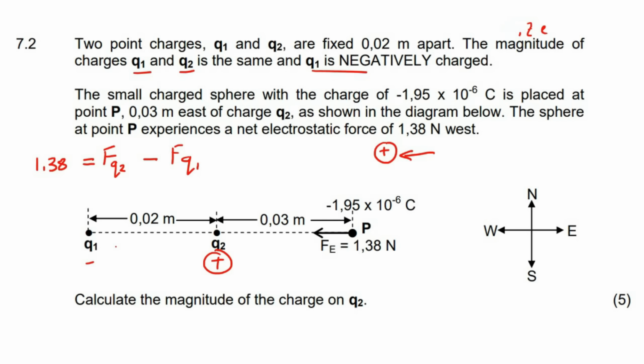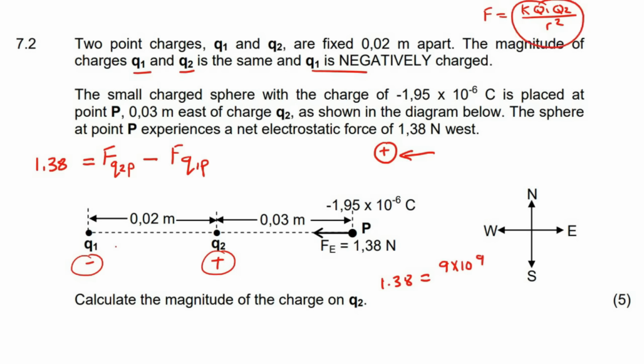So remember that the formula for force goes like this: kQ1Q2 over r squared. And so what we can then say is that 1.38 is equal to, now we're going to fill in the formula for Q2 acting on P. Sorry, I should have put here Q2 acting on P and then Q1 acting on P. So Q2, well, let's fill in the formula. 9 times 10 to the 9. I'm using this formula now.